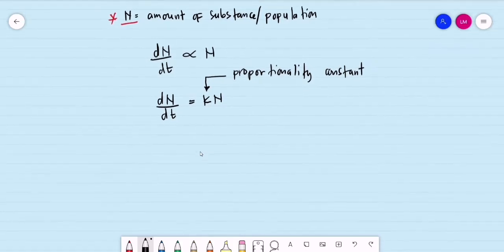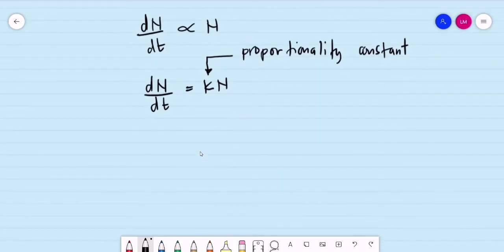Alright, so let us solve for the solution of this equation. We are to bring this N on the left side of the equation. That will be a denominator. So dN over N will now be equal to the constant k times differential time. We are now to integrate both sides of the equation.